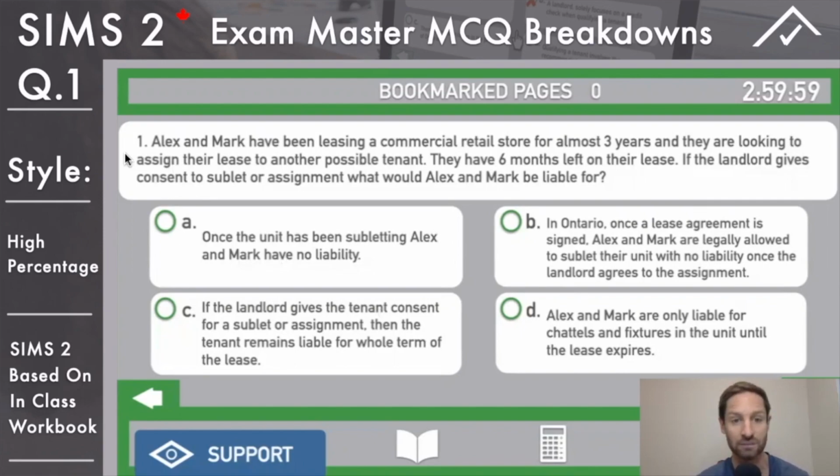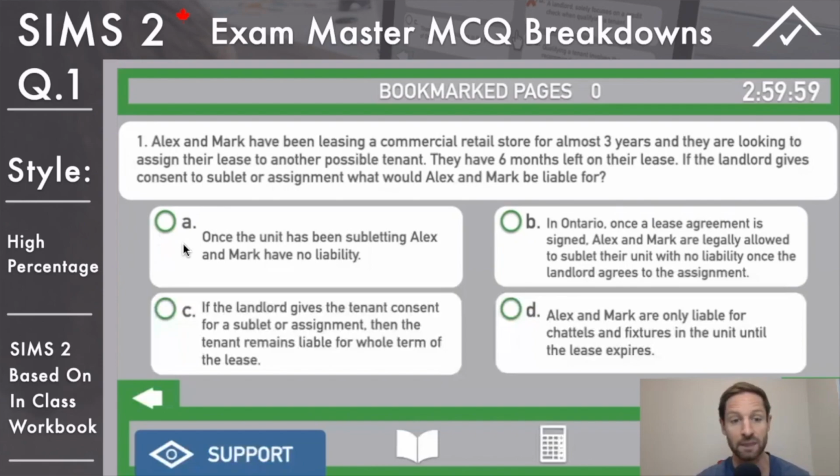1, Alex and Mark have been leasing a commercial retail store for almost 3 years, and they're looking to assign their lease to another possible tenant. They have 6 months left on their lease. If the landlord gives consent to sublet or assignment, what would Alex and Mark be liable for? Perfect. Okay. And again, you're going to be into majority, of course, long-worded questions, right? So just be prepared for it. This is fantastic stuff and exactly what I wish I'd have as well to go through and stuff like this.